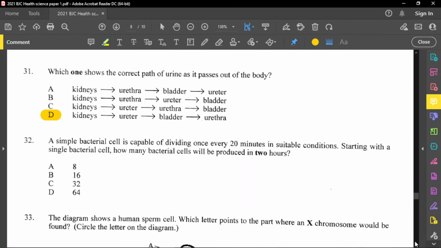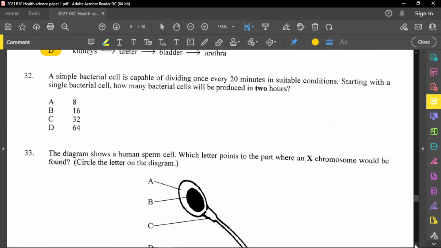Question number 32 is that a simple bacteria cell is capable of dividing once every 20 minutes in suitable conditions. Starting with a single bacterial cell, how many bacterial cells will be produced in 2 hours? All right, there's an easy way to do this. You can draw the diagram and you get it, but it's going to take you a really long time. Or you can do a calculation. Again, I'm going to go the easiest and simplest way for you.